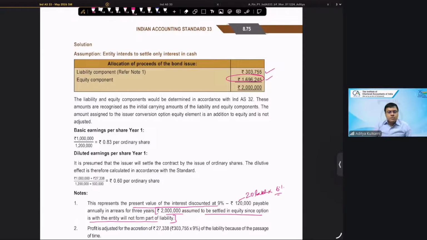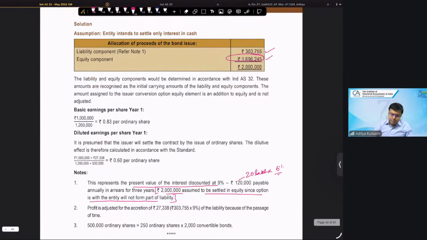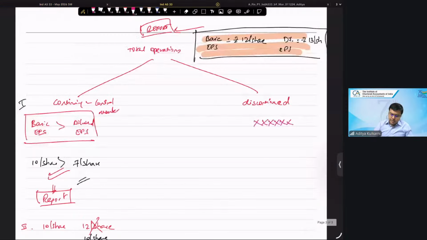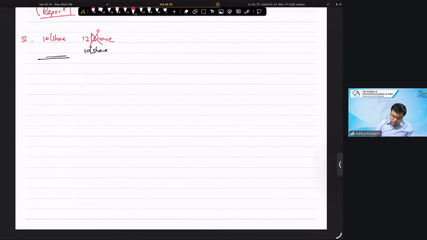Do you want to see the calculation? We can do that. It's not going to take much time. Year 1, 2, 3, discounting factor at 9%. How much is it? 0.8417.